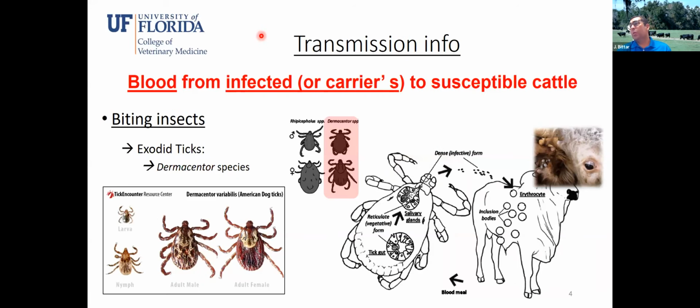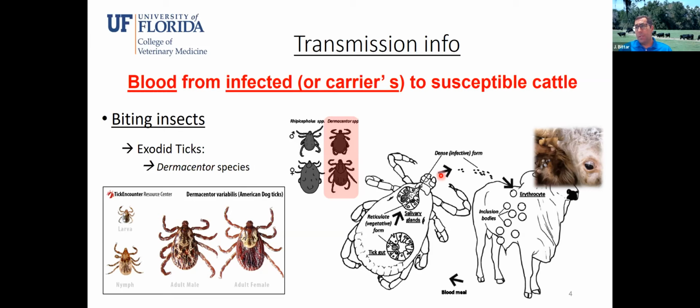So how is it transmitted? The major transmission way is by biting insects. Those insects, in this case ticks, are the most important ones. They get infected red blood cells or infected blood from an infected animal or a carrier, and they transmit it to susceptible animals, so those animals that don't have immunity. Usually the ticks called Dermacentor species are the ones that transmit it.